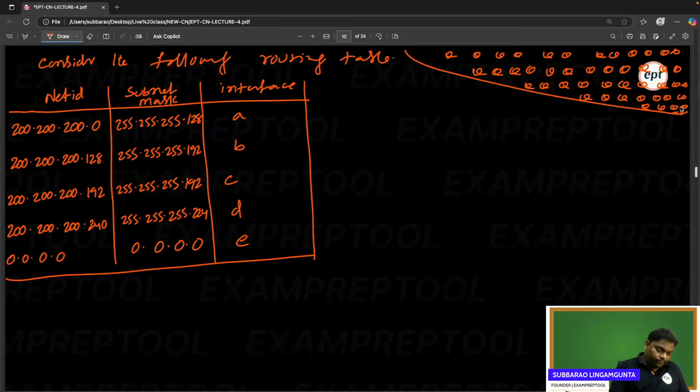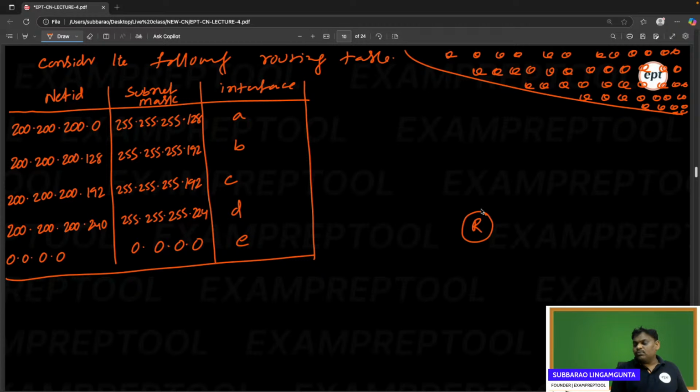Be careful. Routing table means at a router there is a routing table. At router R there is a routing table. This is the routing table. Every router contains a routing table.